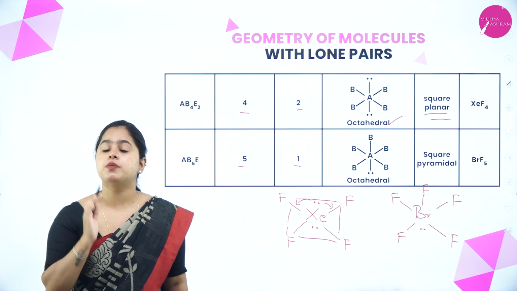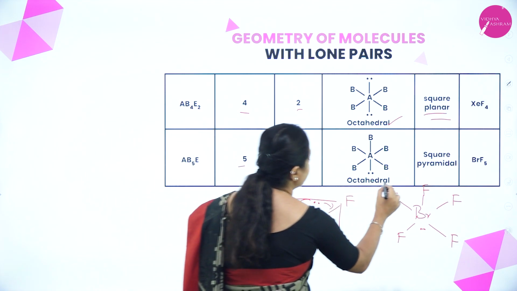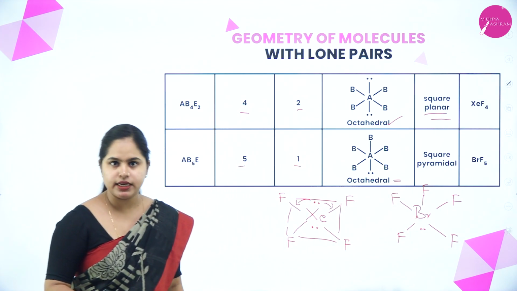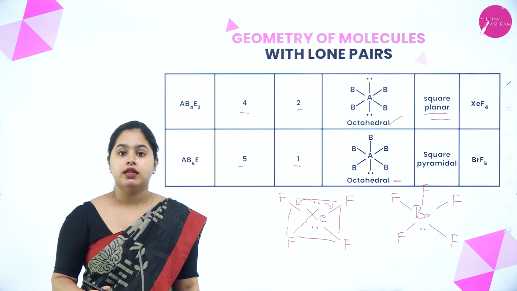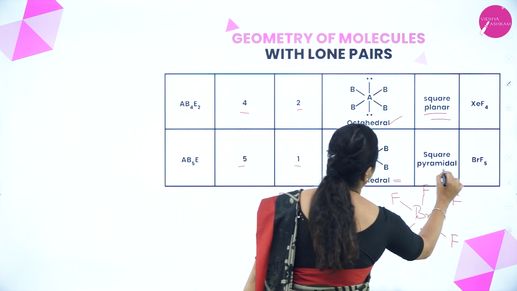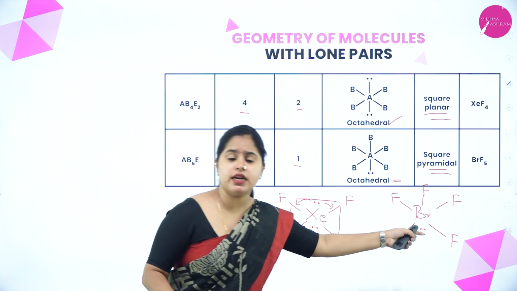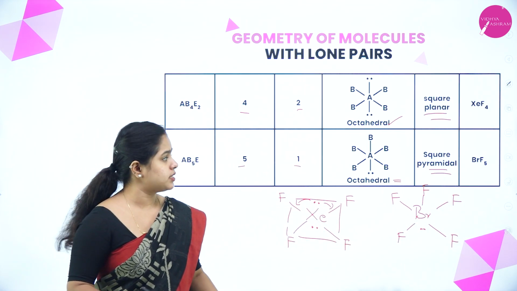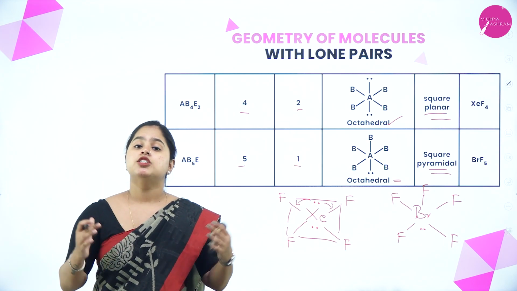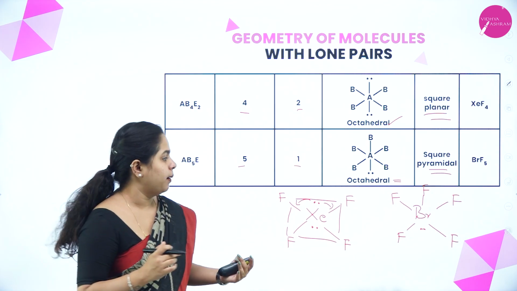Again, what must be the geometry here? It must be again octahedral geometry, right? But what is happening? The shape is becoming square pyramidal due to, as you can see here, the lone pair bond pair interaction that is happening. Because of that, the shape is becoming square pyramidal.